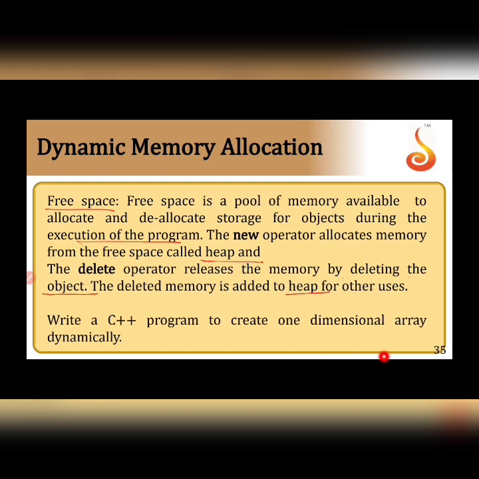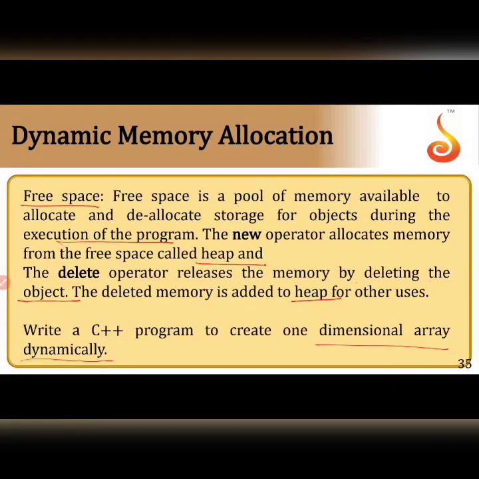Write the next one. Write a C++ program to create a one-dimensional array dynamically. That is, during runtime, you need to create an array. So how will I do that? Till now we have done static arrays. We have created a static array that is declared with a data type, array name, open and close brackets, and then the size of the array. How do I do it? Please make a note of the program statement also.